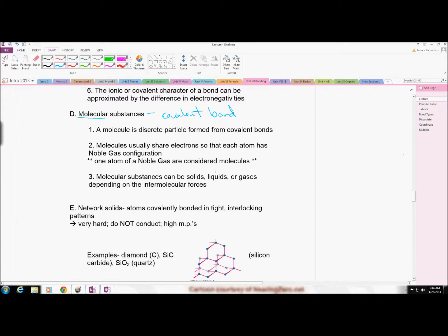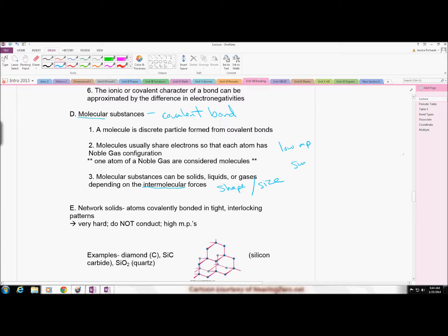This makes them very stable, so they don't dissociate very well. They don't conduct electricity. Whether they are aqueous or solid, they're not going to conduct at all because they don't dissociate when you dump them in water. They can be solids or liquids or gases, and that's going to depend on what we call intermolecular forces, which will depend on the shape of the molecule and the size of the molecule, how big or heavy it is. They tend to have low melting points.